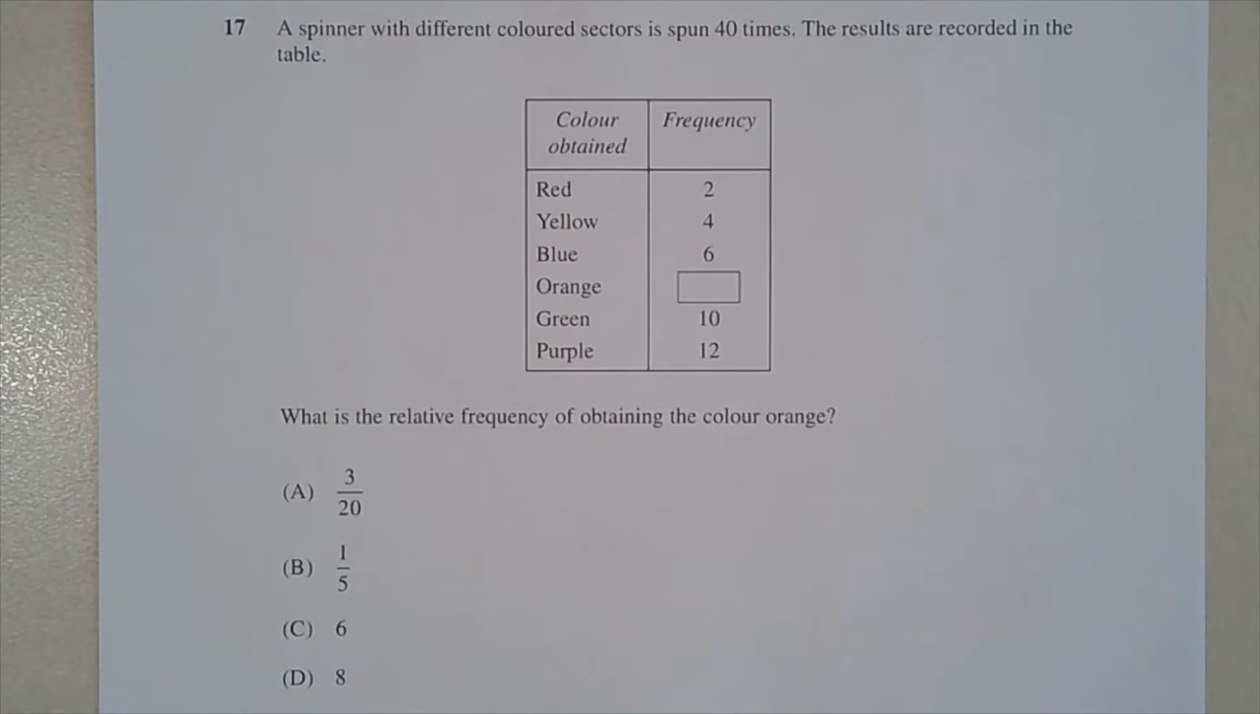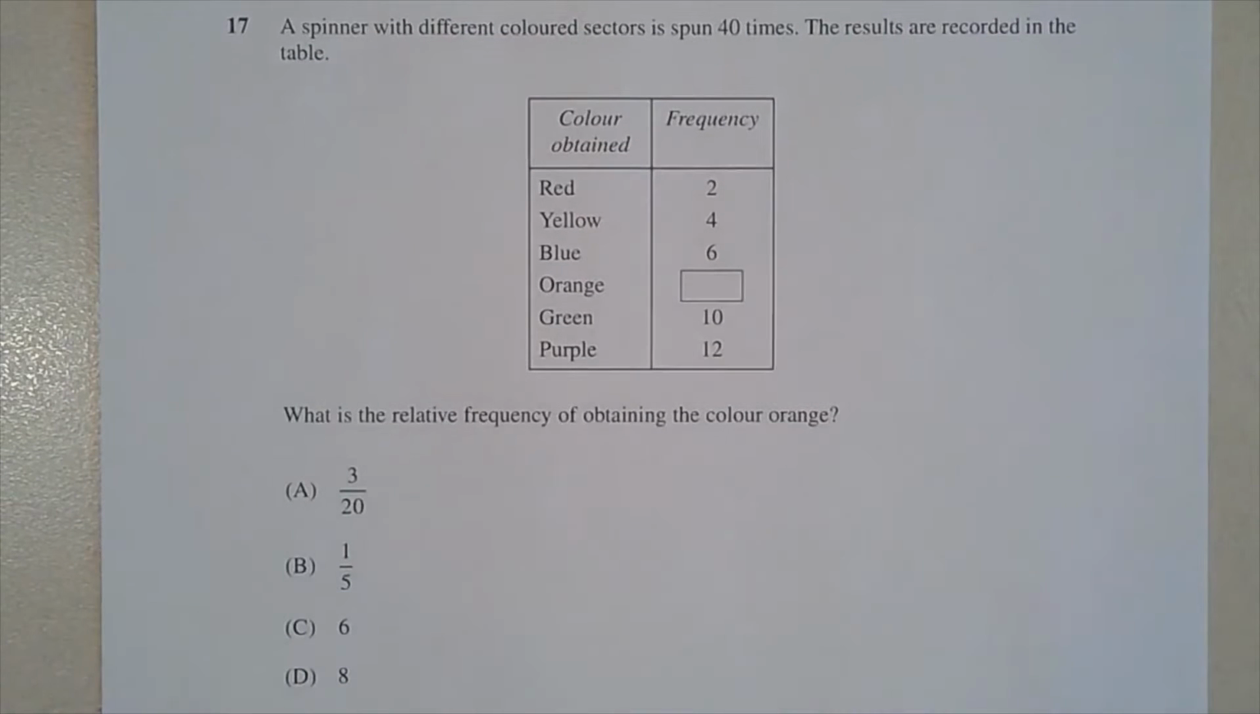Question 17. A spinner with different coloured sectors is spun 40 times. The results are recorded in the table. What is the relative frequency of obtaining the colour orange? Now, relative frequency is experimental probability, and the value of relative frequency cannot be less than 0, nor can it be greater than 1. So options C and D are automatically out.